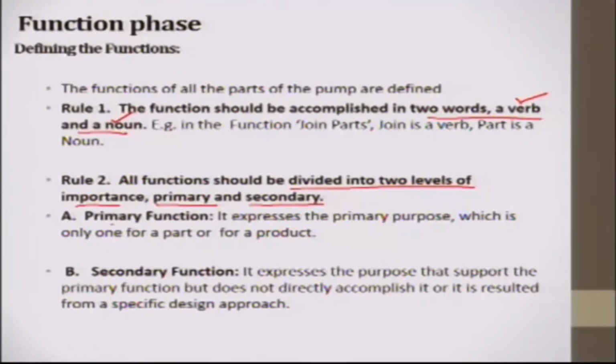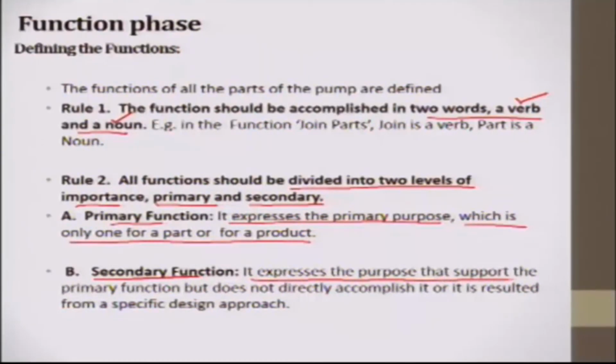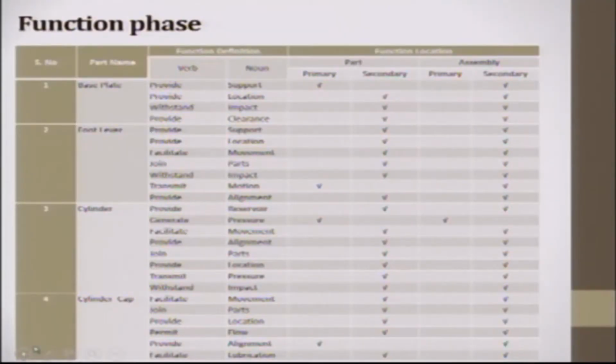Primary function expresses the primary purpose, which is only one for the part of the product. The product could be doing multiple functions, maybe 5 or 6 or 7, maybe 10 functions, but there would be only one primary function for which the product is made, all others would be secondary. Now secondary function expresses the purpose that supports the primary function but does not directly accomplish it, or it results from a specific design approach. We will see this. So this is dividing all the components into the functions.